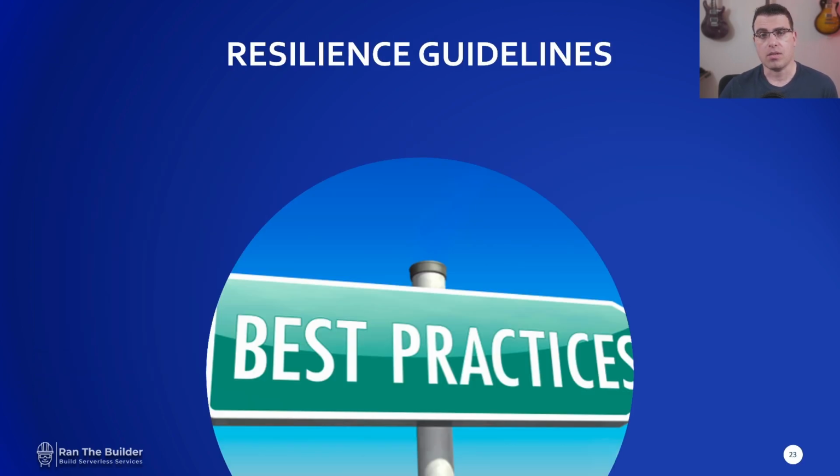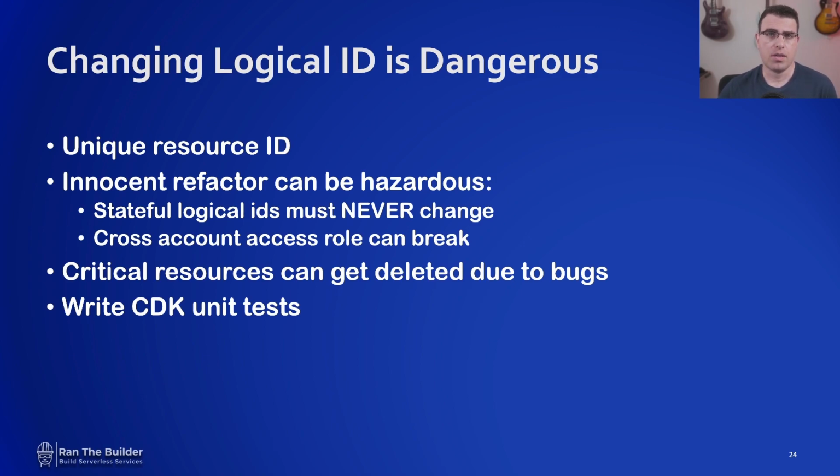Let's talk about resilience. Now, each resource has its own logical ID. It's unique, and if you change that logical ID, the old resource is basically getting deleted, and a new resource is getting built. Sometimes it's not that bad. However, sometimes people might have innocent refactors in the code. They just move some code around. They think, yeah, I'm going to move one item from one construct to another. Maybe I'm going to change another ID. It might be very naive, but they might have dire consequences, okay?